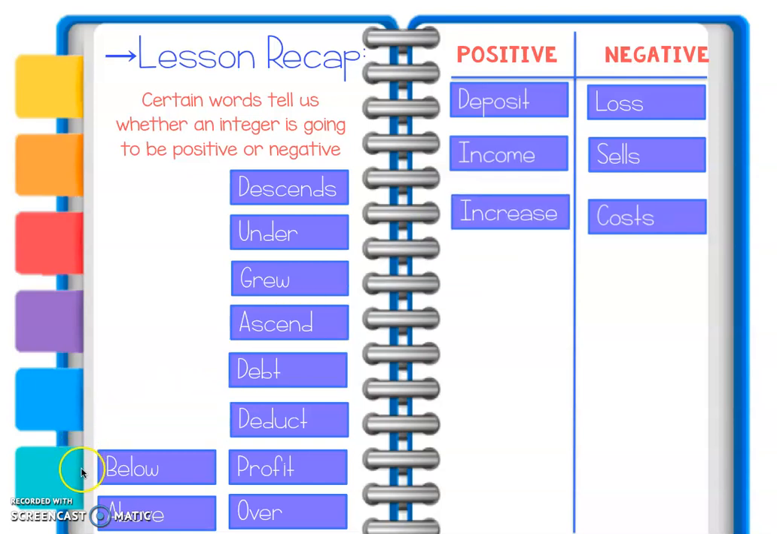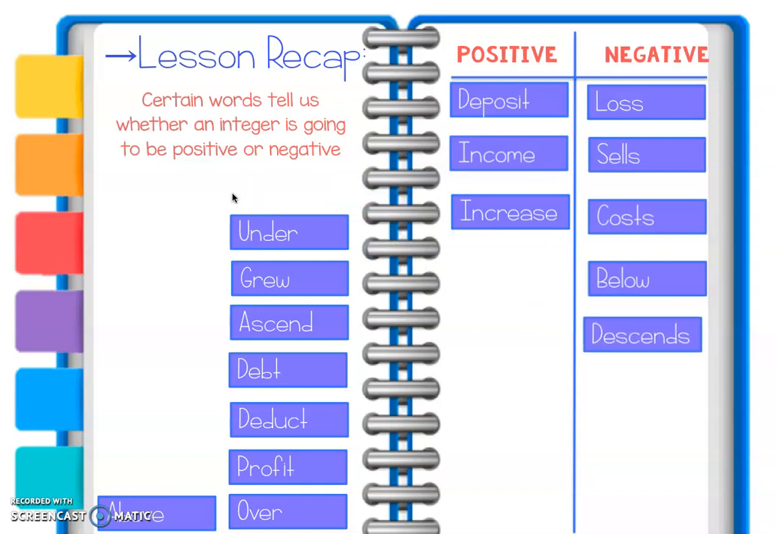Below. If we talk about below sea level, that elevation is going to be a negative because it's below. Descends. We might hear something like a submarine descends to a depth of 800 feet. Descends means to go down. So it's a negative. Under, we could say you're 3 strokes under par. Under means that it's going to be a negative.